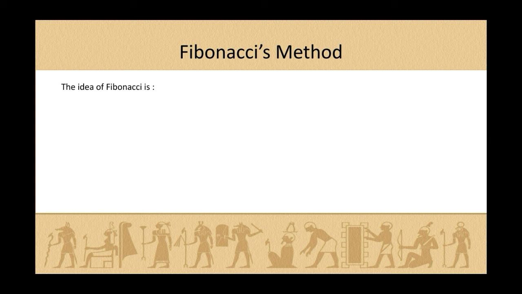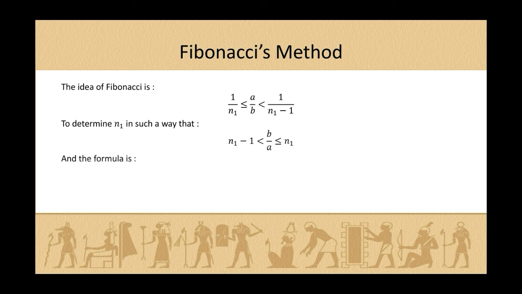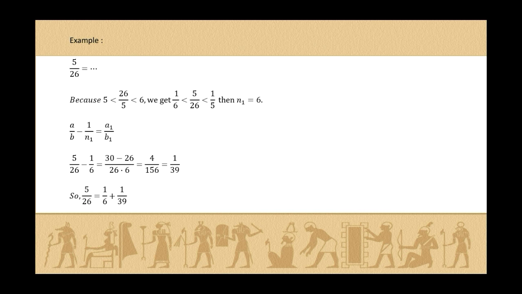The idea of Fibonacci is like this, to determine n1 in such a way that, like this, and the formula is there. Okay, and as a hint, if a1 is not equal to 1, then we will look for a2, a3, and so on until the value is 1. Okay, for the example you can see on my presentation.